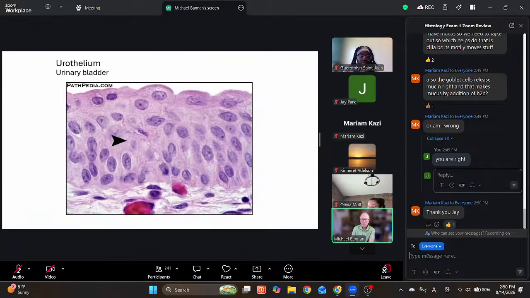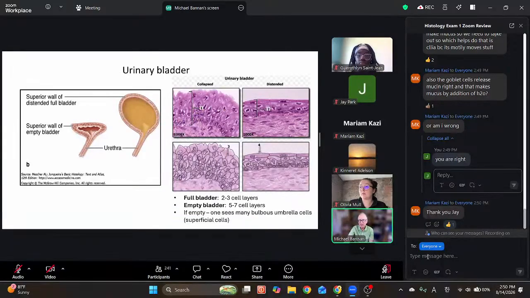This one is urothelium. The key feature of urothelium to look for is the umbrella cells. You see these dome-shaped cells on the surface. That is very characteristic of the urothelial mucosa, also called the transitional mucosa. One thing about urothelium is that when the bladder is distended, full of urine, the urothelium stretches, so it becomes thinner. It may only be 1 or 2 cells thick in a distended bladder, but in an empty bladder it's usually 5, 6, or 7 cells thick.